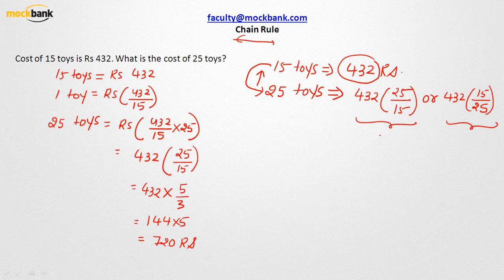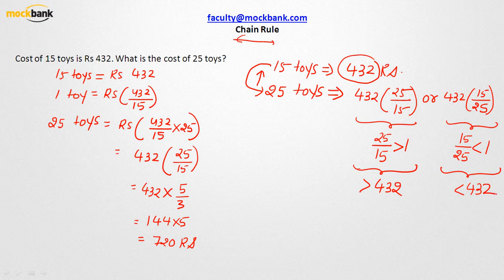Try to see that this ratio 25 over 15 is more than one. And how about 15 over 25? This is less than one. If you multiply a number which is more than 1 with 432, the overall value for sure is going to be more than 432. And this other whole value will be less than 432, isn't it? So what is our answer? Since the cost should be more than 432 rupees, we will go with this option, not with that option.